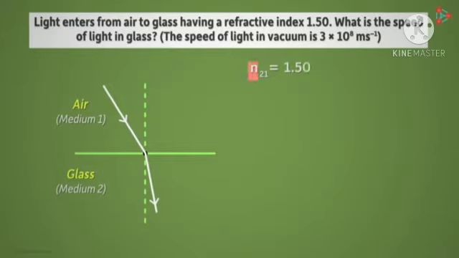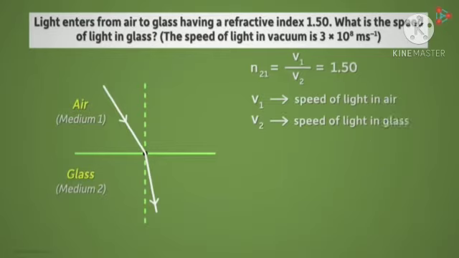But what is n21 equal to? Yes, it's equal to the speed of light in medium 1 over the speed of light in medium 2. Here v1 is the speed of light in air and v2 is the speed of light in glass. But we aren't given either value. We want to find out the speed of light in glass, and for that, we need the speed of light in air. We can write v2 as v1 over 1.5.